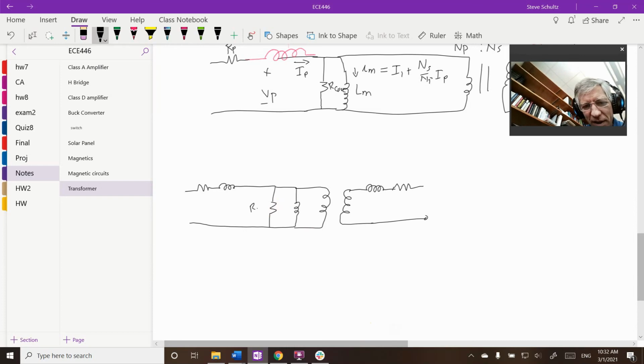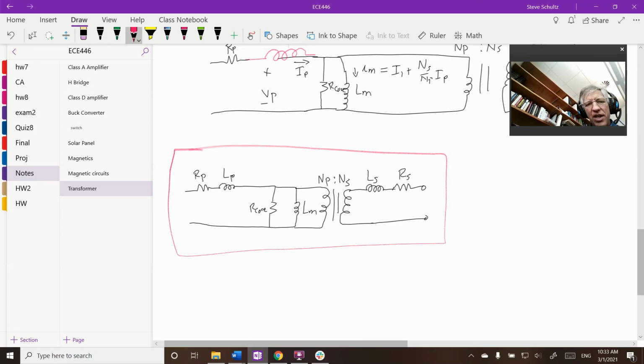This is going to be labeled R core. This is R primary. This is L primary. This is called my magnetizing inductance. This is L secondary and R secondary. And this is my ideal transformer right here. This is the model of my transformer. That's a much more accurate model of a transformer. Sometimes we are going to neglect certain terms, sometimes we'll add them in, and sometimes we'll just use my ideal transformer. But this is what happens when I add in those other losses.